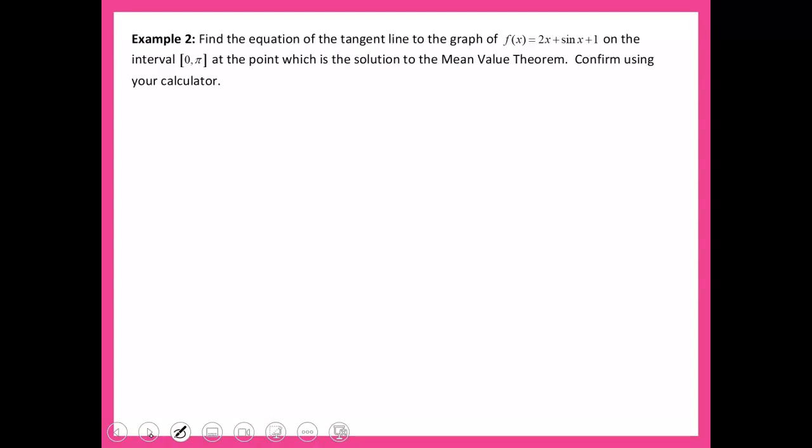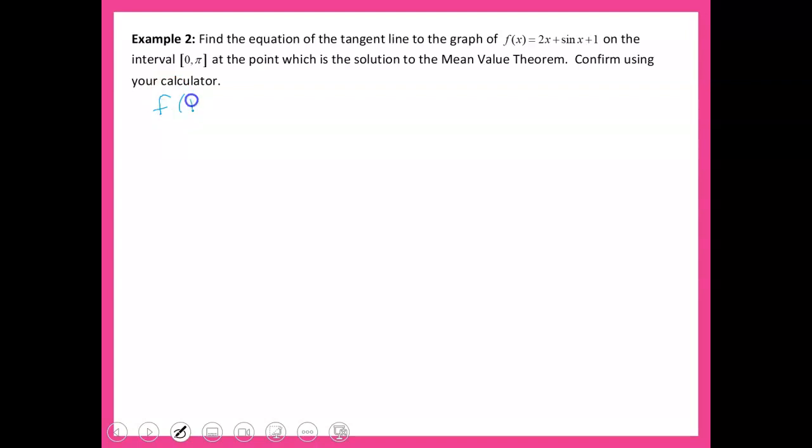So find the equation of the tangent line to the graph of f of x equals blah, blah, blah on the interval 0 to 2. At which point is the solution to the mean value theorem going to occur? So worded differently, but the goal is the same. We want to find some point at which the tangent line and the secant line are parallel.